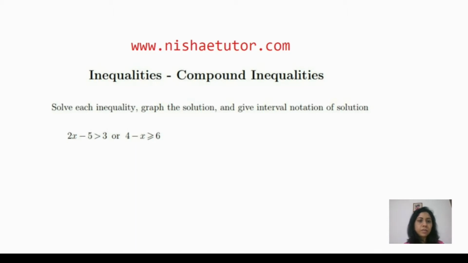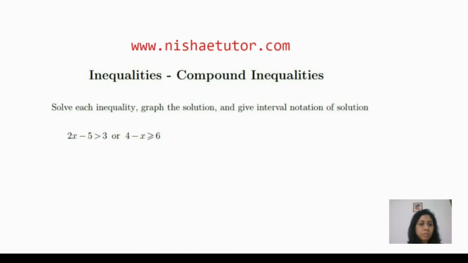In this video, we will learn compound inequalities, how to solve, graph, and give interval notation to the solution of compound inequalities. So, several inequalities can be combined together to form what are called compound inequalities. There are three types of compound inequalities which we will investigate in this video. Okay, so here, first one is or inequality.